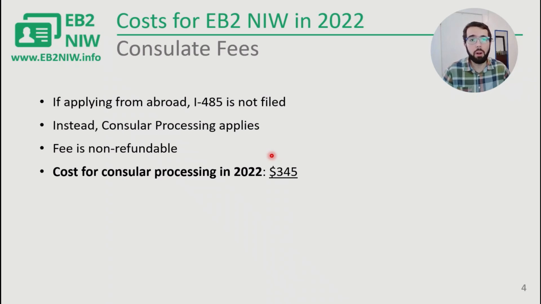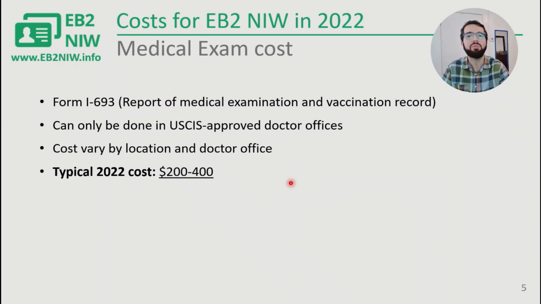If you are applying from abroad, then you will not do the I-485. You'll not adjust your status because you're not in the US. You don't have a non-immigrant status. So you will have to do what is called consular processing. And for that, there's also a fee. There's also a fee that is non-refundable, as typically these government fees are. And the cost in 2022 is $345. And all these figures are taken from the official websites, and I will leave links in the description below so you can check them out and make sure that what I'm saying is correct.